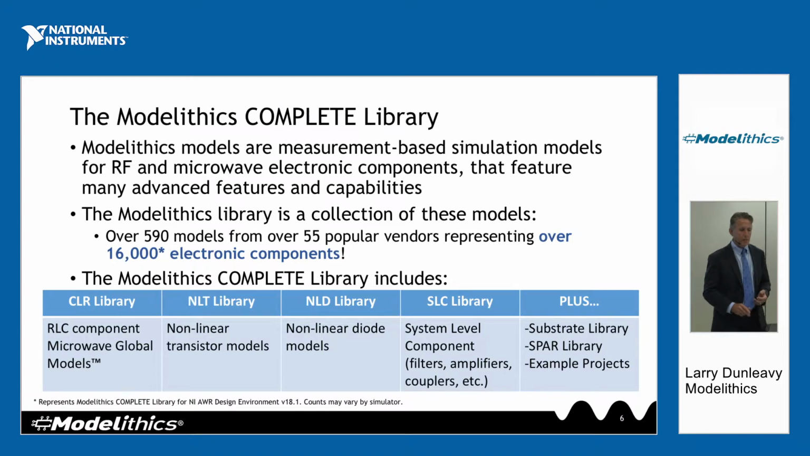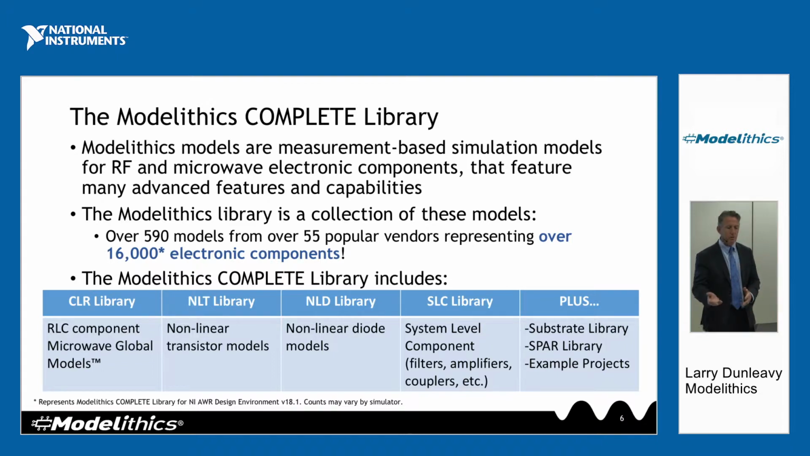So our complete library is broken down into different categories. The CLR is scalable models we call global models for RLC components, and then we have nonlinear models for transistors and diodes. Some of these also have substrate scalable properties, and again, each model's capabilities are represented in a model data sheet. And then the system level component library is a bucket that contains higher level component models for things like filters, amplifiers, mixers, couplers, diplexers, things like that.